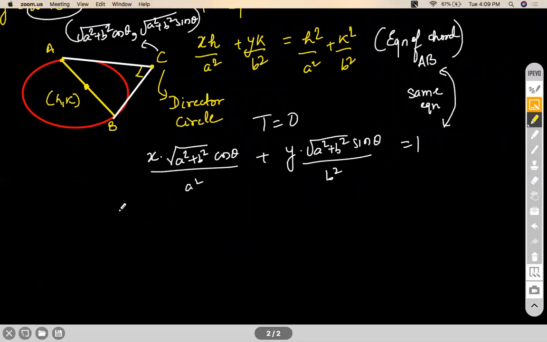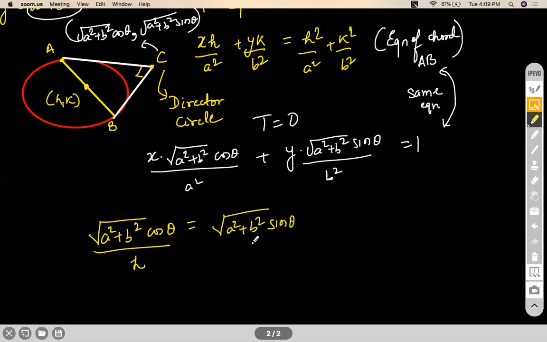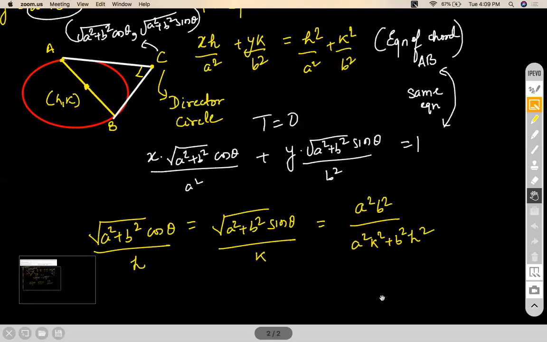So if you compare their coefficients, let's say I take this coefficient, divide by the coefficient of this. Correct me if I'm wrong, if I'm missing out on anything. You will get a square b square cos theta by h is equal to under root of a square b square sin theta by k. And on the other side, you will end up getting a square b square by a square k square plus b square h square. So I've done this mental calculation over here. I hope things are on the right track.